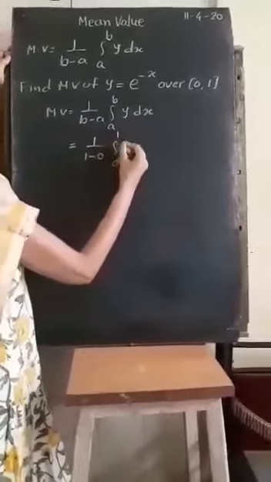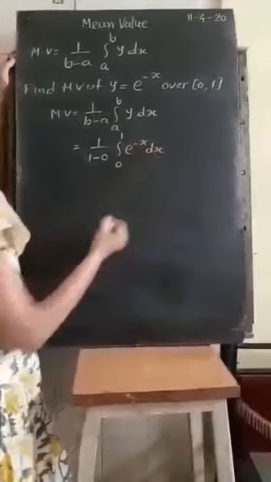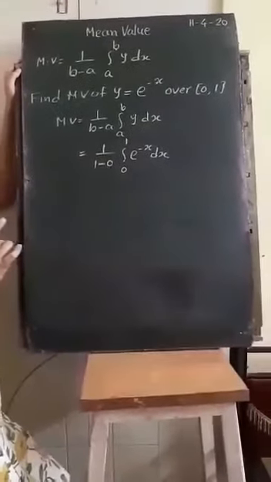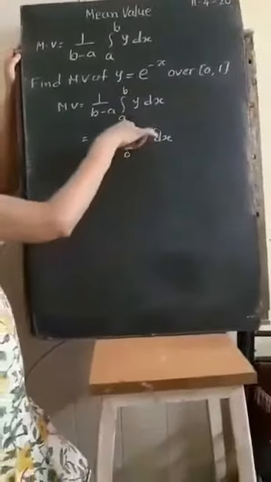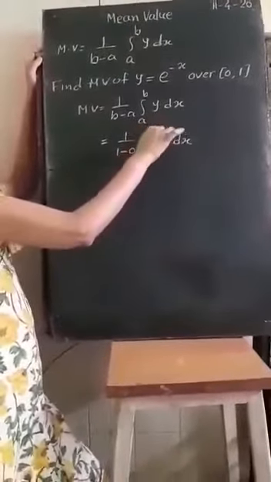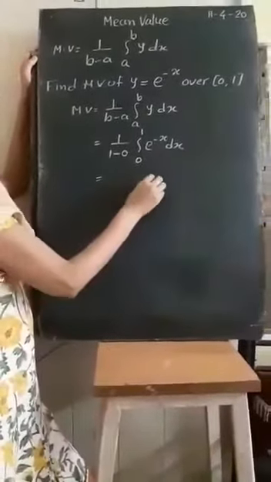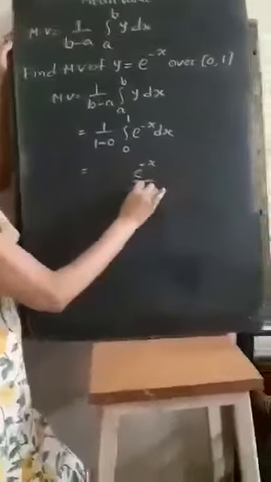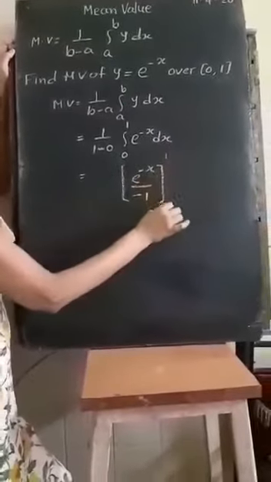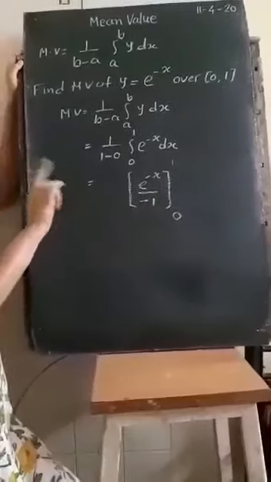Integration from 0 to 1 of e raised to minus x dx. Now what is integration of e raised to x? E raised to x integration is e raised to x, but we are having minus x, so integration will be e raised to minus x divided by derivative of minus x, that is minus 1. So it will be e raised to minus x upon minus 1. The limits are 1 and 0. For this integration we will not write plus c as it is definite integral.